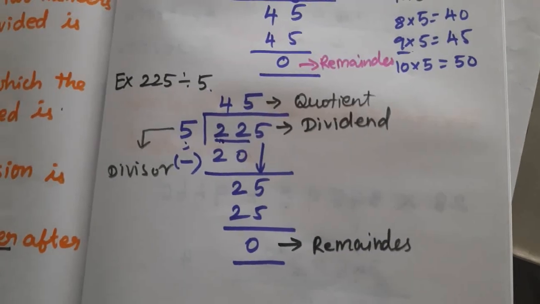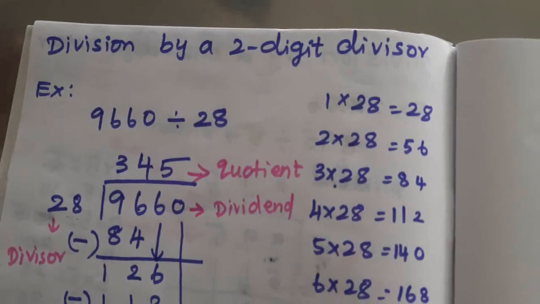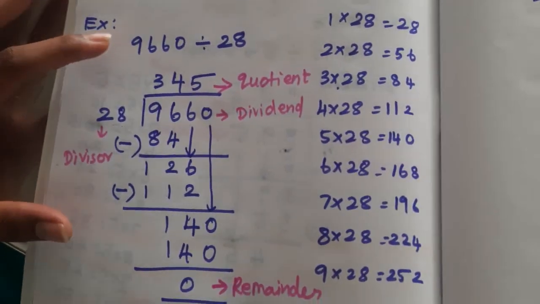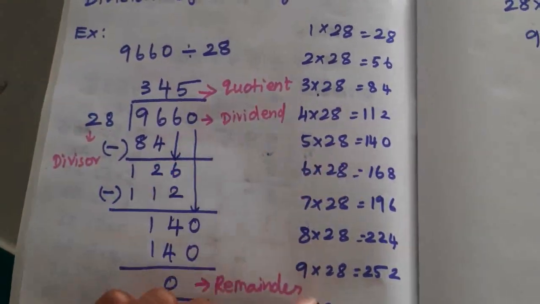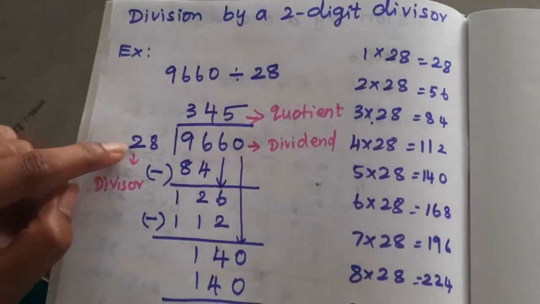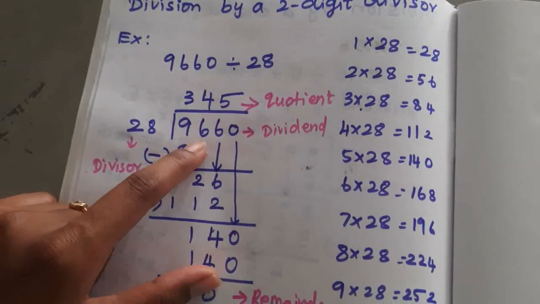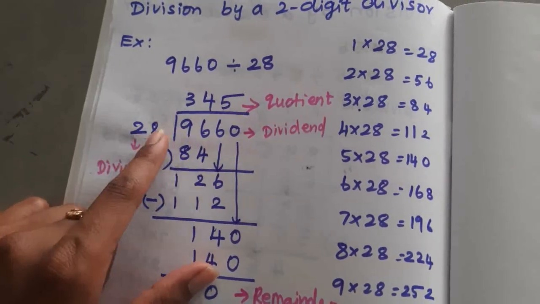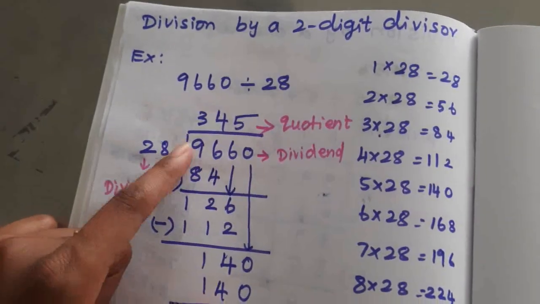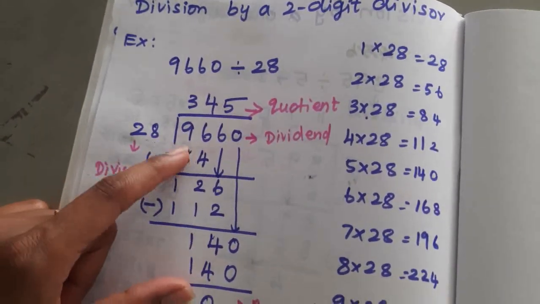Next one is the division by 2 digit, so division by a 2 digit divisor. Here also the same procedure. First you have to write the tables. Okay, write the dividend and divisor. So the divisor is a 2 digit, so you should see the 2 digit number. So next step, comparison. The dividend is greater, so no problem, we have to do the steps properly.